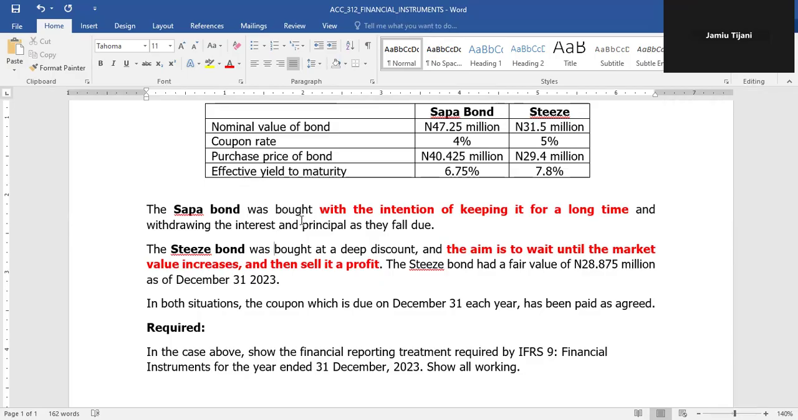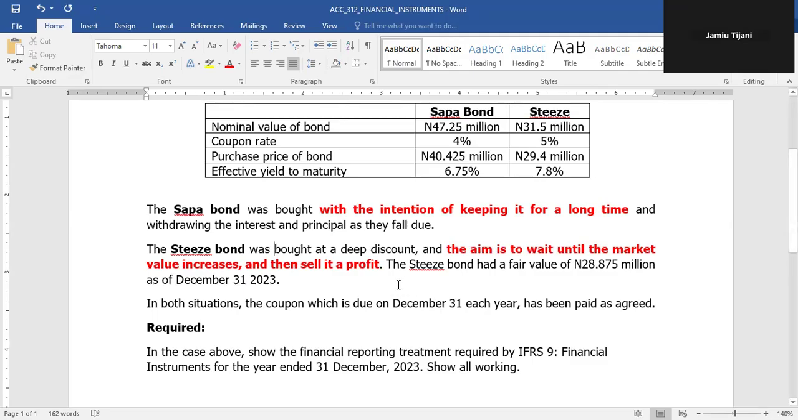So it does not have the intention of keeping that bond for a long time. And as such, we are to treat it at fair value. So that was one area in class where there appeared to be some mix-up. And so how then do we deal with this?